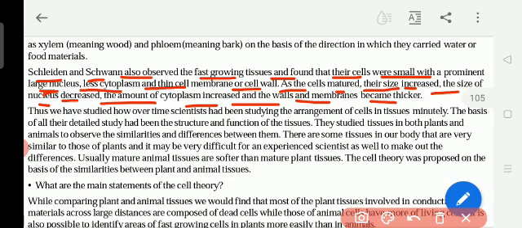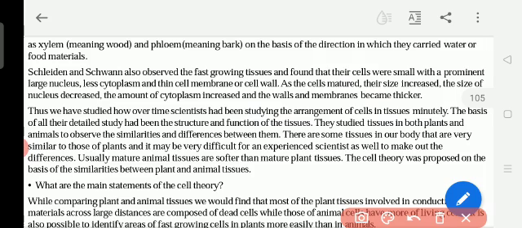For example, in plants, if we take a mango tree, when the mango tree is very small and we touch the stem, it will be very soft. When the mango tree grows big, if we touch the stem now, will it be soft? No, it will be very hard. So when the cells are developing, what happens? Nucleus size decreases, the amount of cytoplasm increases, and the walls and membranes become thicker. That is why big trees' stems are very hard and thick, because the cells are matured. Matured means it becomes big.